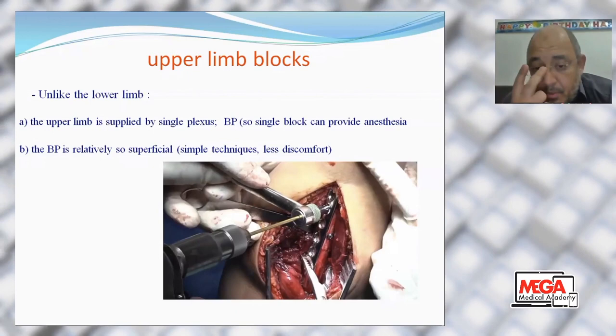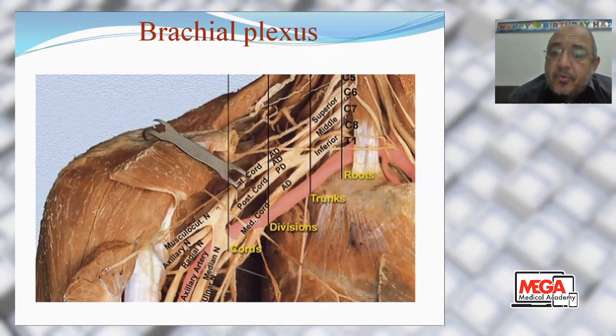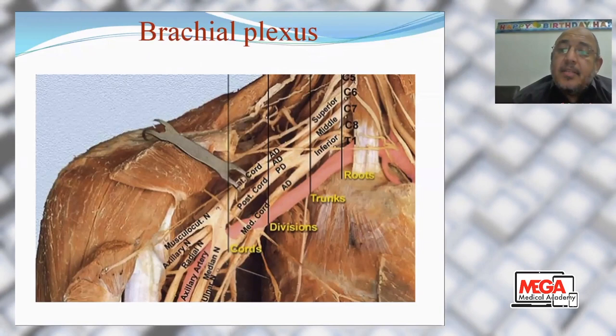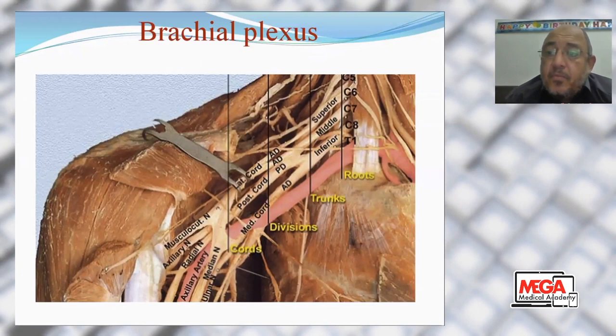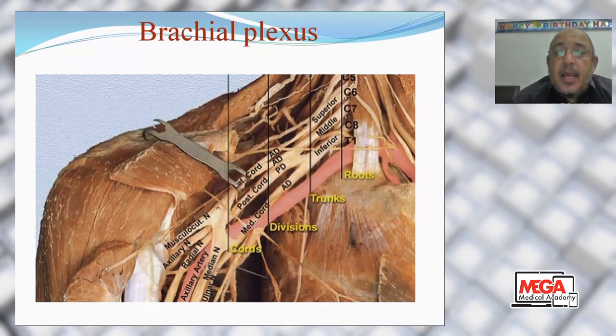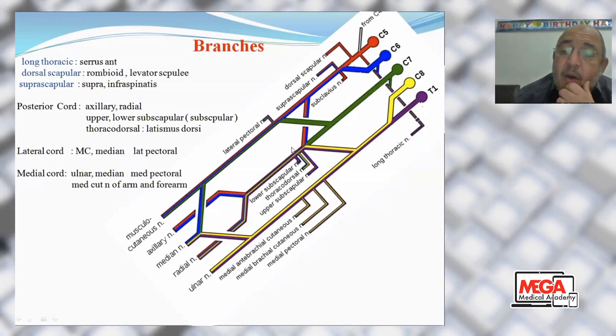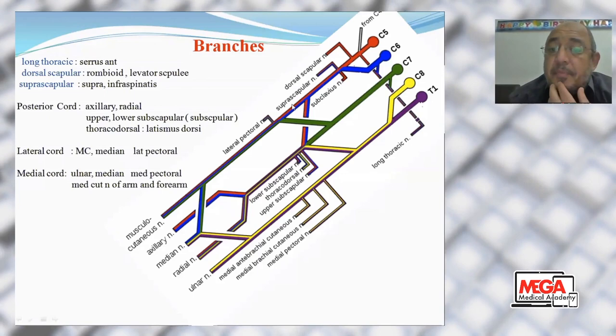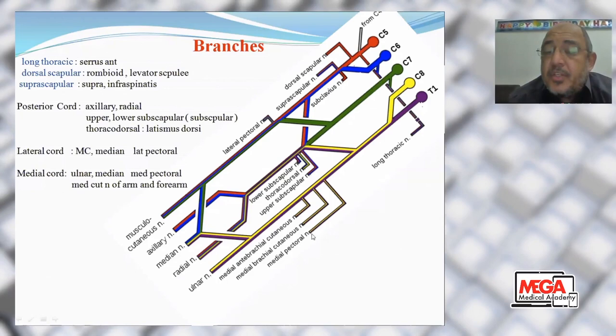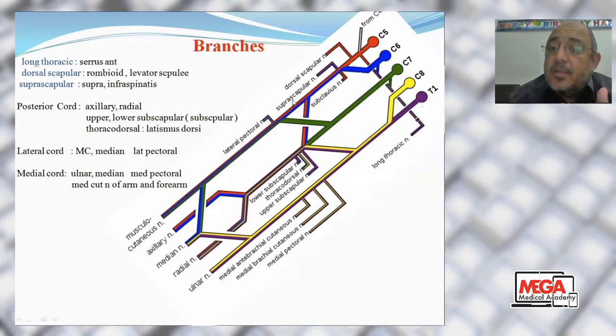For simplification, the brachial plexus starts with five roots, and then the roots change into trunks, where you give the interscalene block, then the trunks give divisions, then the divisions go to the brachial plexus cords, and from the cords most branches are branched. As you see in this picture, most of the brachial plexus branches, about 14 branches, come out distal to the cord level. However, there is one important branch coming from the upper trunk, which is the suprascapular nerve, which supplies the shoulder. So most of the important branches come after the cord, with the exception of one important one, the suprascapular nerve, which comes from the upper trunk.